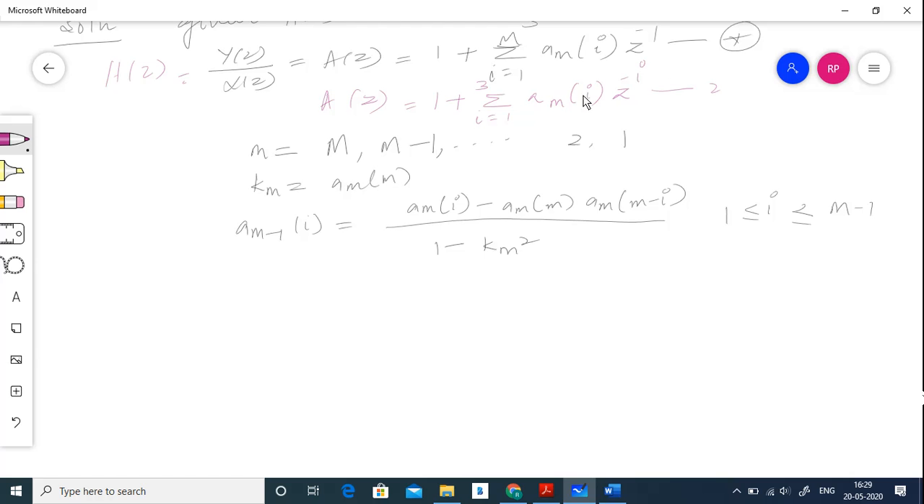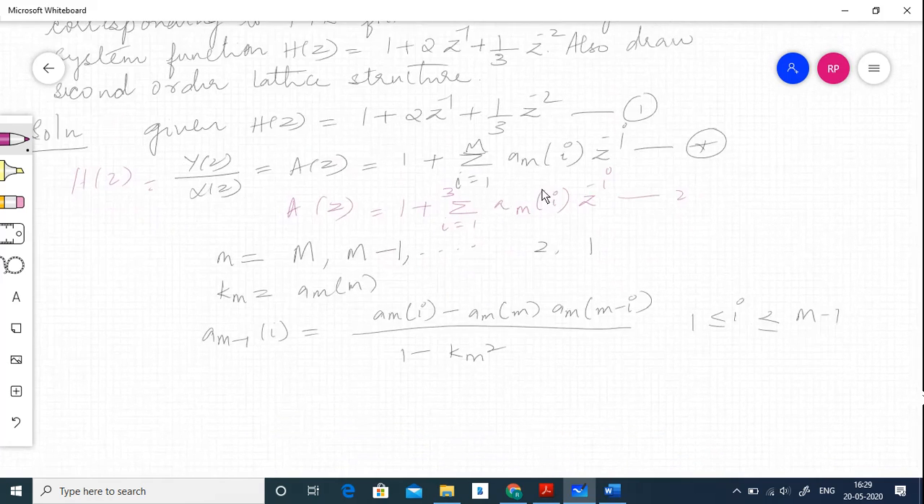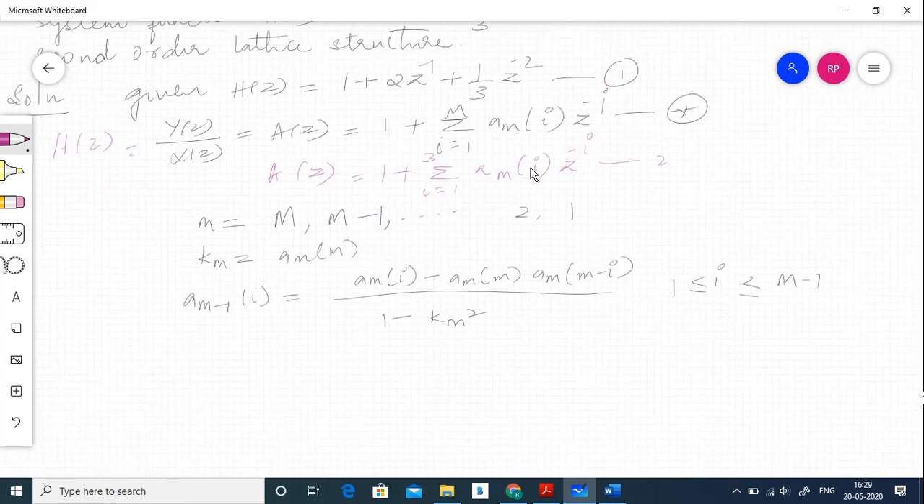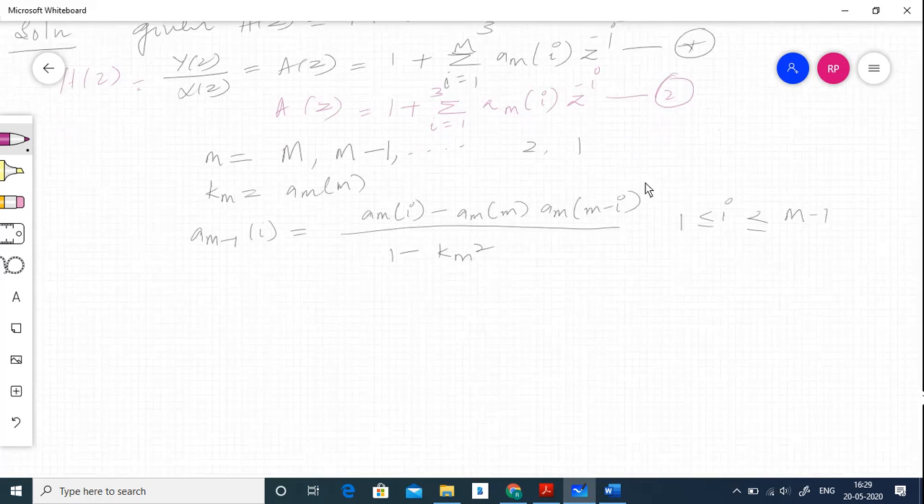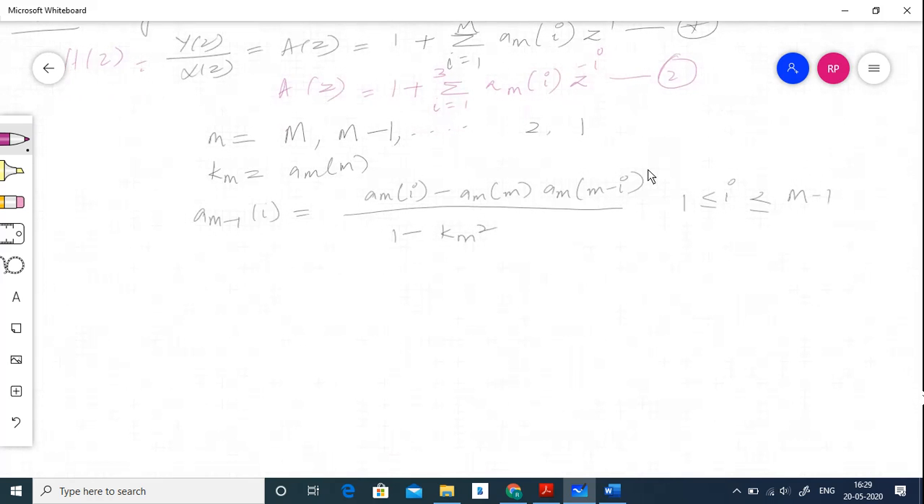I'll call this equation number 2. If you expand equation number 2 for various values of m, we will get A(z) equal to 1 plus a... the value of m is 2 here. It's not 3, it is 2, because it is a second order system. So the order is 2, so the value of m is 2.